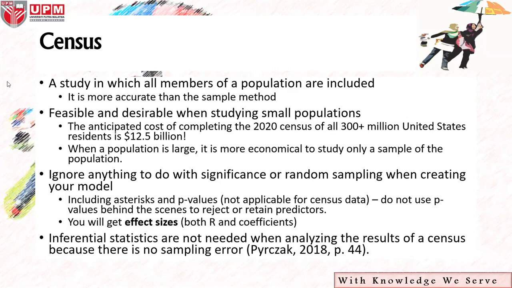So bila kita buat kajian census ni, sebab dia melibatkan the whole population, the whole member within the population, kita tak ada perkataan random sampling apa semua ni, tak ada. Okay, memang kita dah tahu group tu, then we approach that group. Okay, so when you conduct a census study, inferential statistics are not needed when analyzing the result of a census because there is no sampling error.